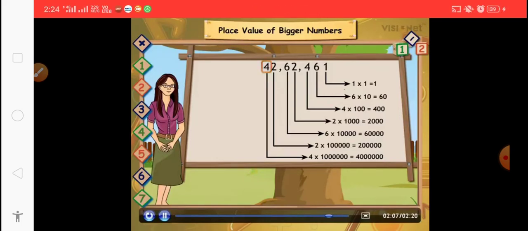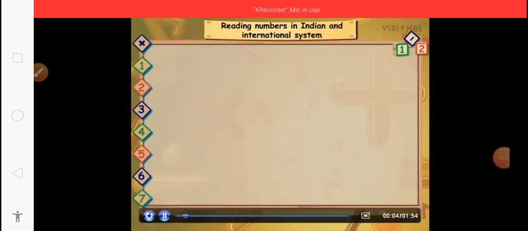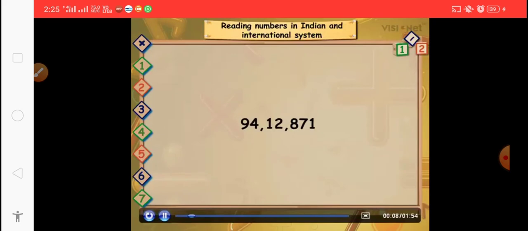And for international number system, we just need to replace the place values of Indian number system with place values of international number system. Like this. In Indian and international system, look at the number 94,12,871. Now look at the comma which shows this number is written according to Indian number system.